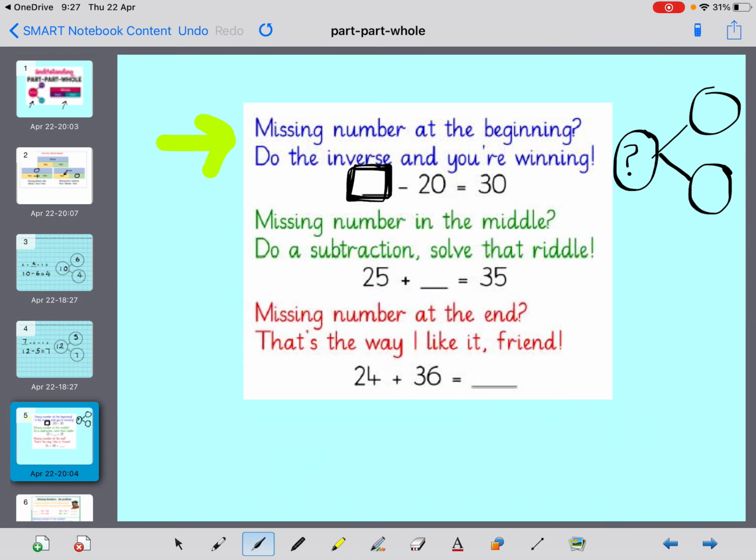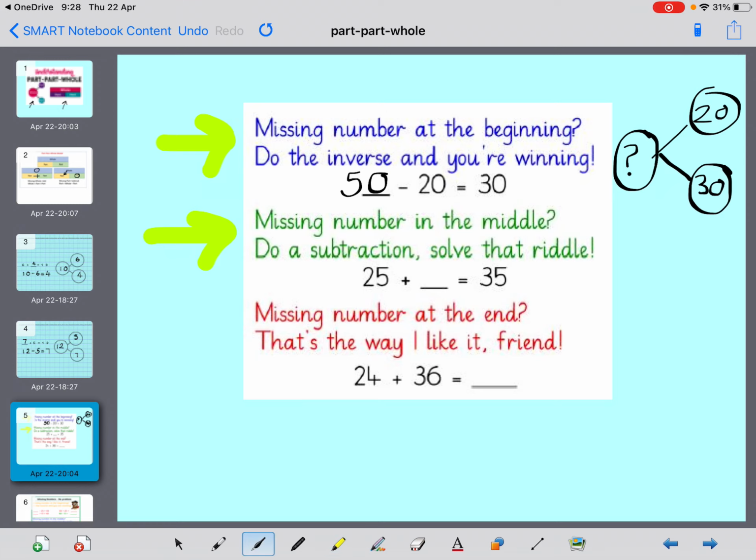This is the number that I don't know. I know that 20 and 30 go together to make that number. So I can add together 20 and 30, which is 50. And that gives me my missing number. Missing number in the middle, do a subtraction, solve that riddle.